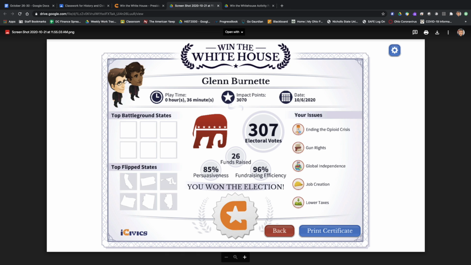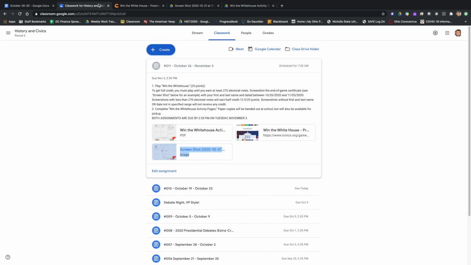You can see his first and last name are on it. You can see the date on which he did it and the fact that he won the election, and we know that because he got more than 270 electoral votes. You have to take a screenshot of this with your first and last name, more than 270 electoral votes, and dates. It has to be dated between the 26th of October and the 11th of November. Those are our due dates. That's when this assignment window is open in order to get credit. Screenshots with less than 270 electoral votes will earn half credit.